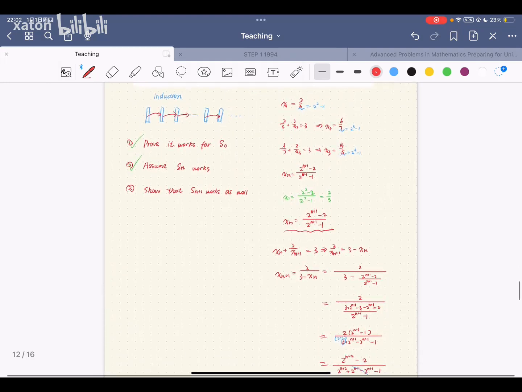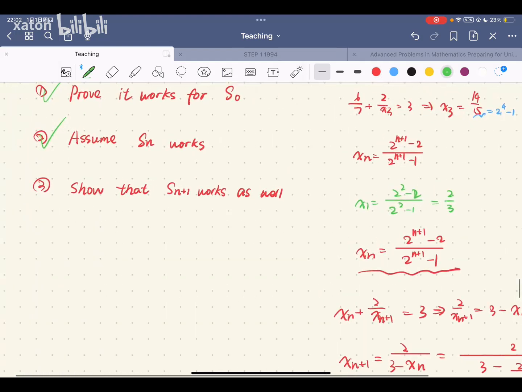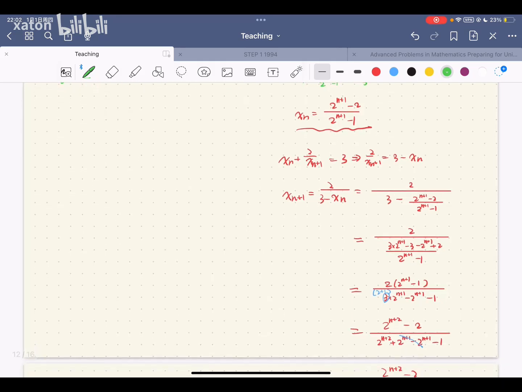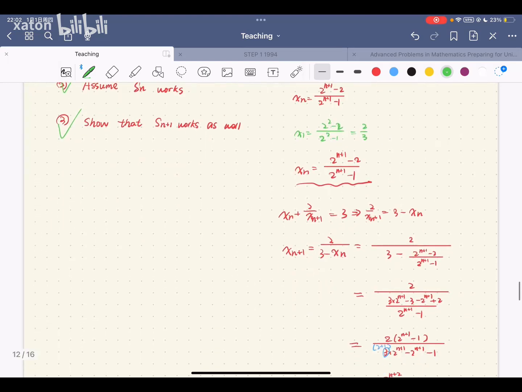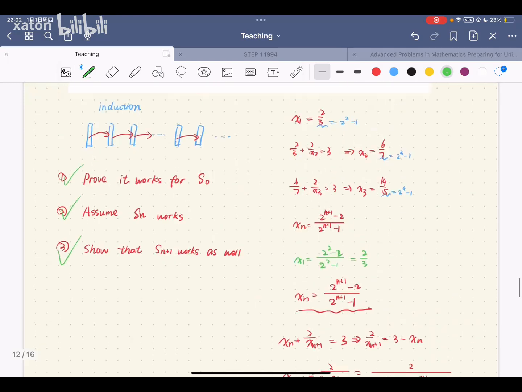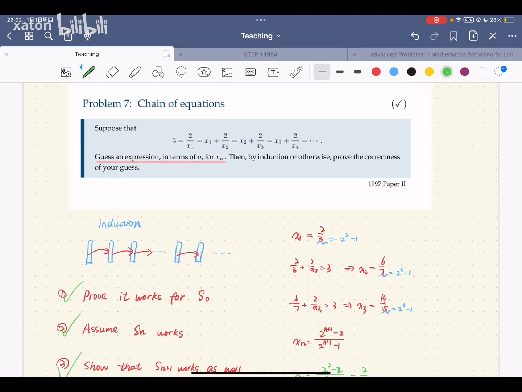And this is actually what we want for xn+1. So we also show that xn+1 works as well. We just use the assumption that xn works to deduce that xn+1 works. xn+1 also fits the guess that we came up with. So yeah, we finish our proof by induction for problem 7. That's the end of my solution to problem 7.